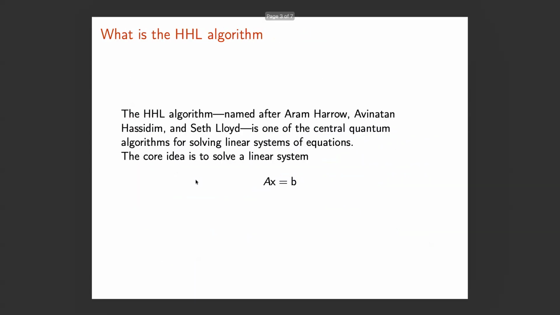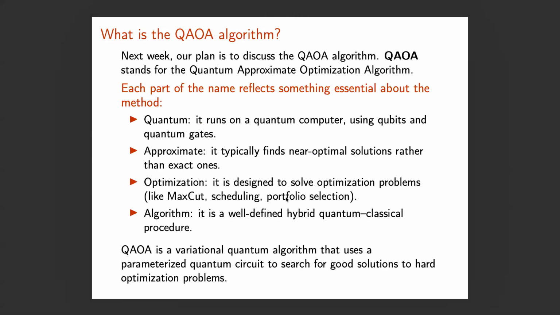And just quickly, this algorithm simply solves this equation here, where A is a matrix, X a vector, and B a vector. The other algorithm, which we will discuss next week, the plan is actually to go through the QAOA algorithm, which stands for Quantum Approximate Optimization Algorithm. So the HHL and also this algorithm have strong links to machine learning and quantum machine learning. So I will try to expose some of these links as well.